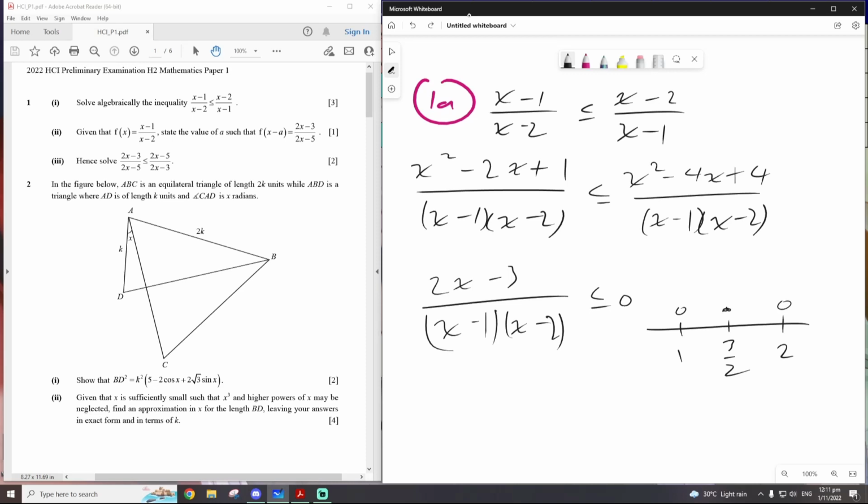And if I let top and bottom be negative, then this becomes positive. Oh wait, sorry, the top is linear, the bottom is quadratic. So if you let x less than 1, the bottom will be negative, the top will be negative too. So this will be negative, positive, negative, positive. So based on this, we have x less than 1 or 3 over 2 less than or equals to x less than 2. Okay, so be careful with the signs here.